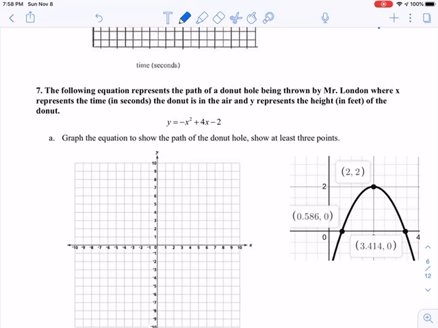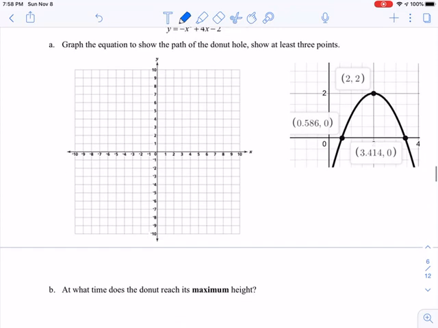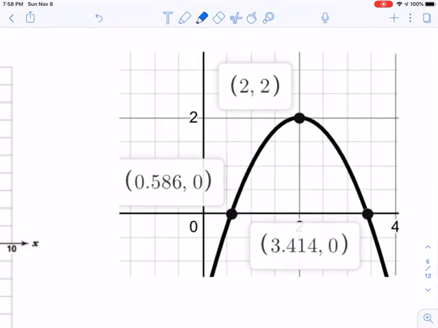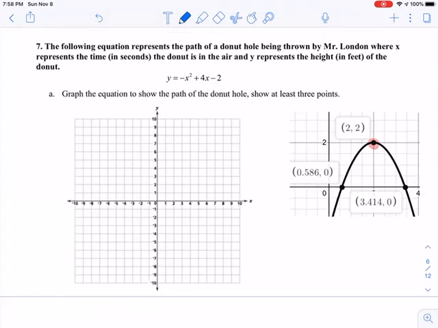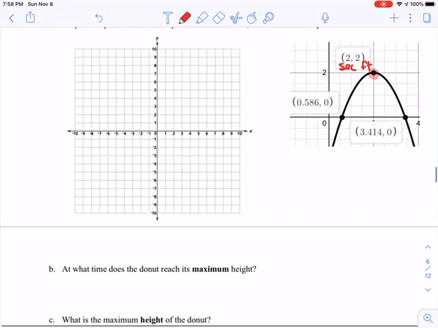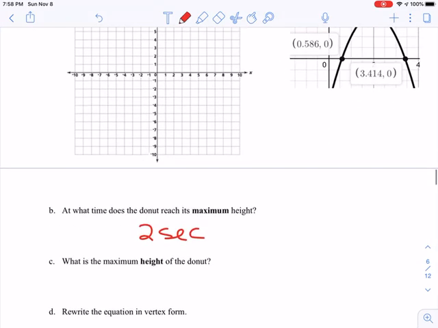Number 7. The following equation represents the path of a donut hole being thrown by Mr. London, where x represents the time in seconds the donut's in the air, and y represents the height in feet of the donut. All right, I went ahead and graphed it for you, and there's 3 points shown. So the question, at what time does the donut reach its maximum height? And again, maximum height occurs at the vertex. So this is going to be 2 seconds and 2 feet. So what time? 2 seconds. And what is the height? 2 feet.